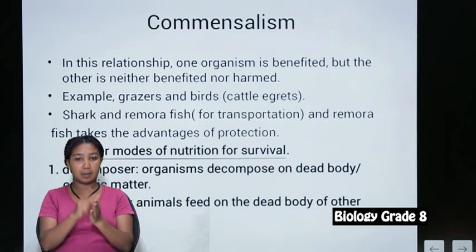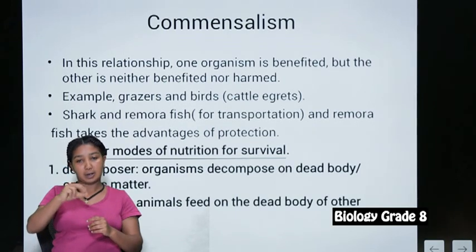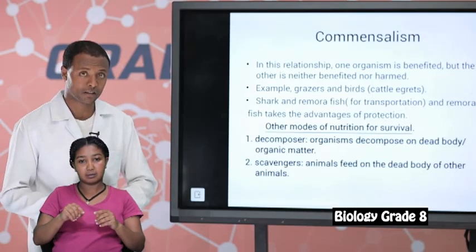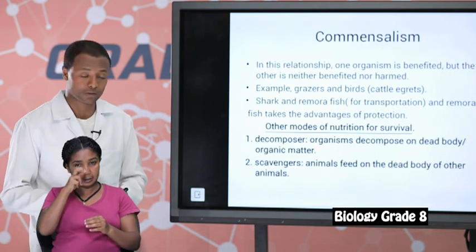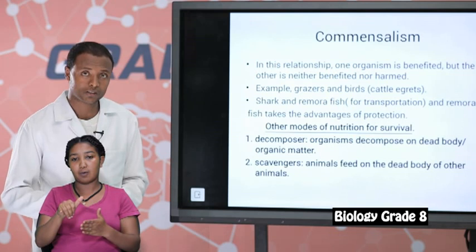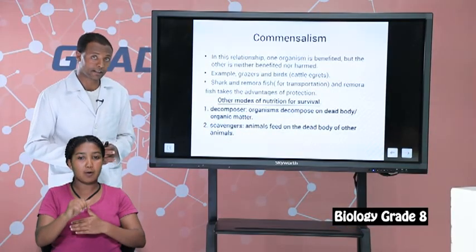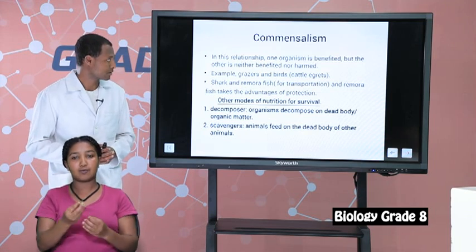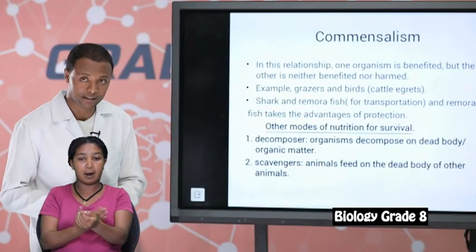For example, when grazer animals graze the grass, they stir up different types of insects which are usable as food for the birds. So such birds or cattle egrets follow the steps of cattle during grazing. So they get food from the grass while the animals graze the grass.